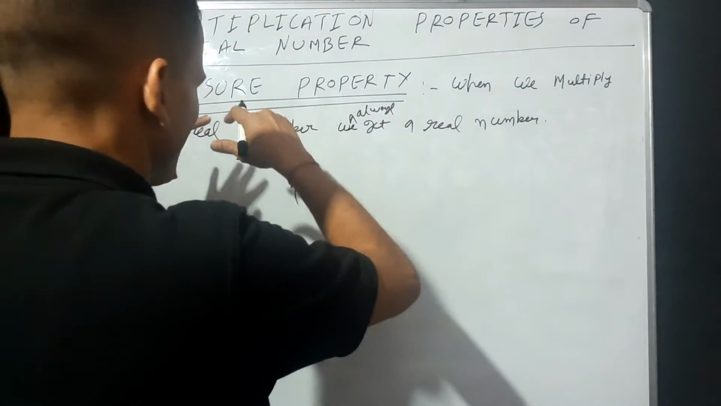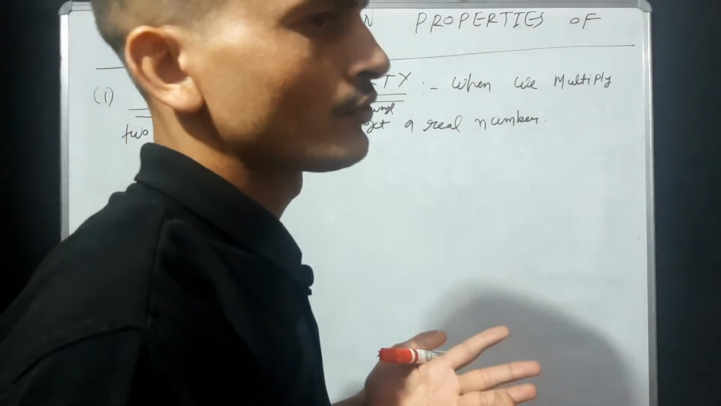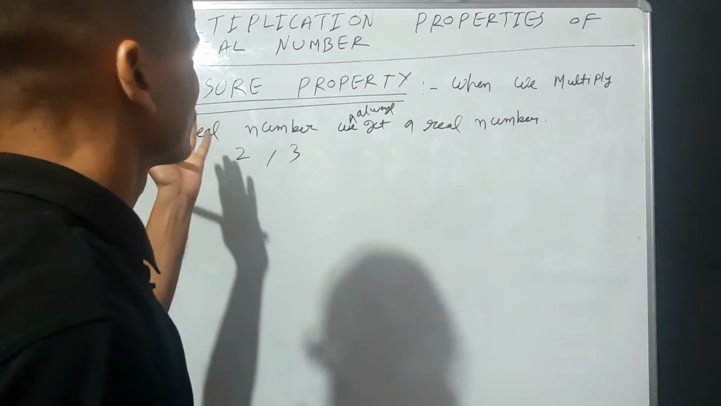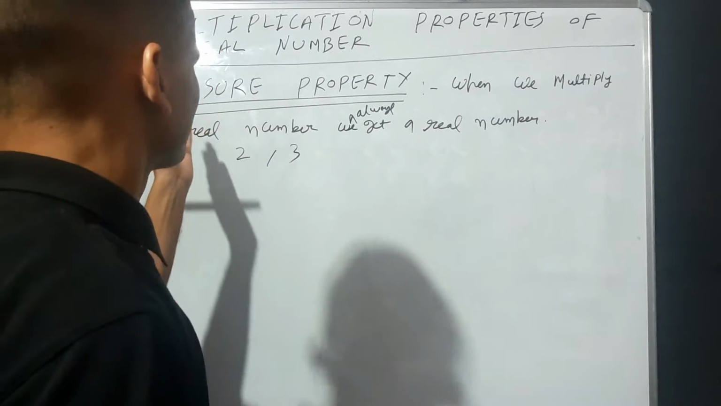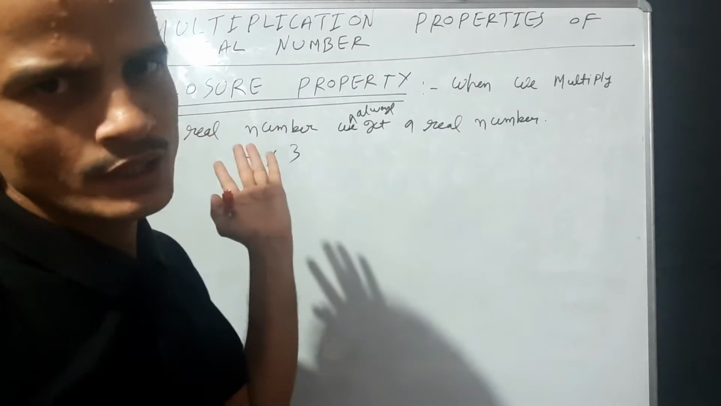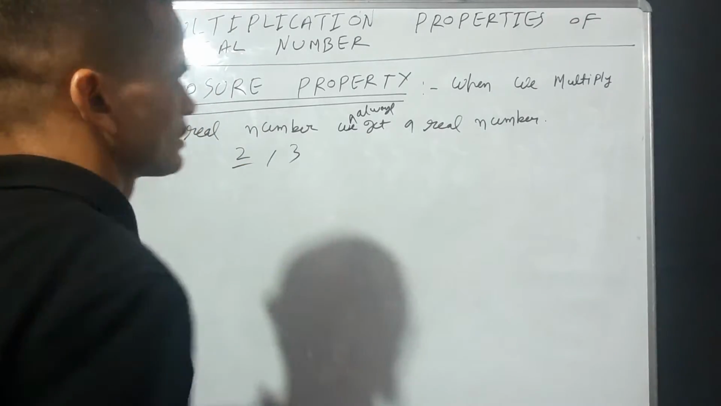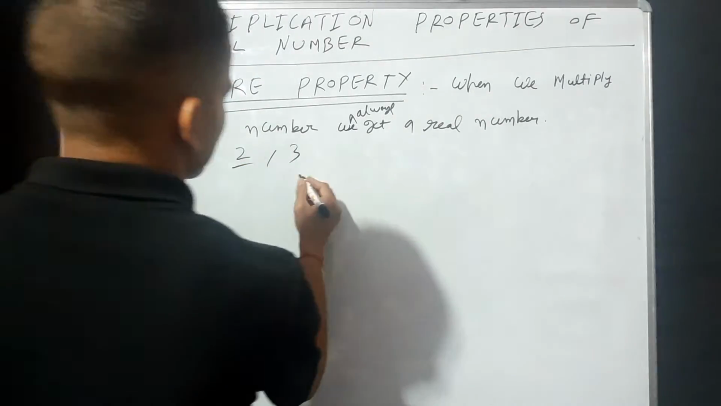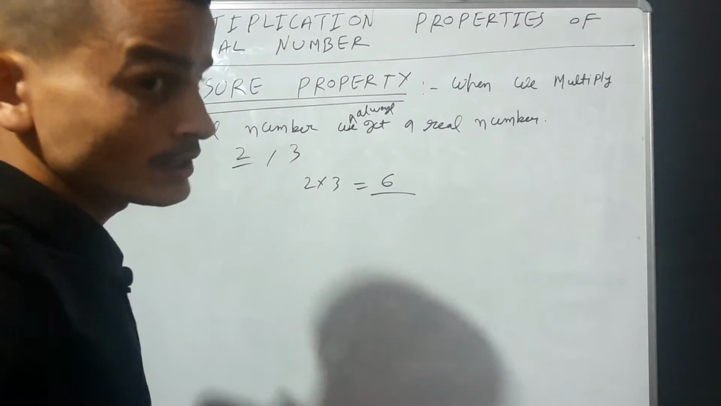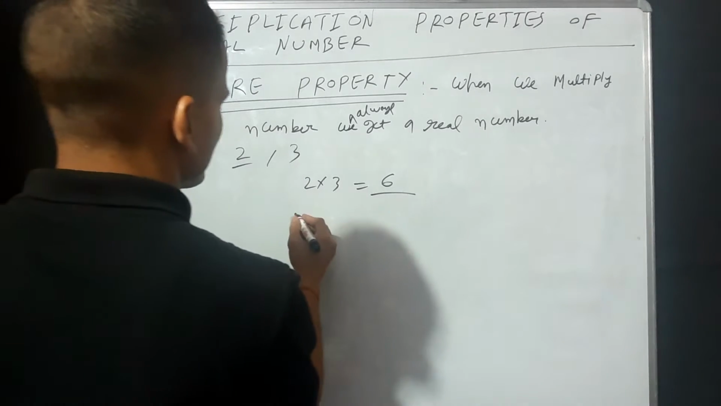So to understand, we can take any kind of example of numbers. To understand the closure property of real numbers, we can also take examples of rational and irrational numbers. Okay, so 2 and 3 are real numbers. When we multiply 2 by 3, we get 6. So 6 is also a real number.